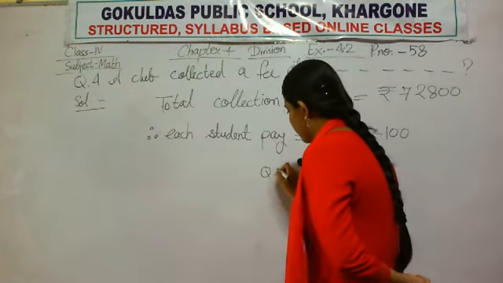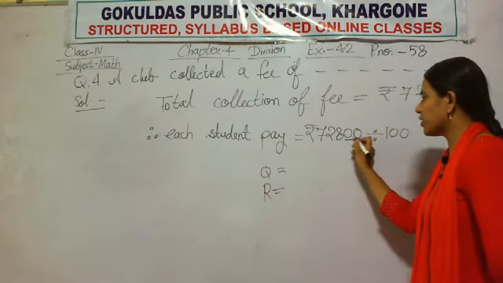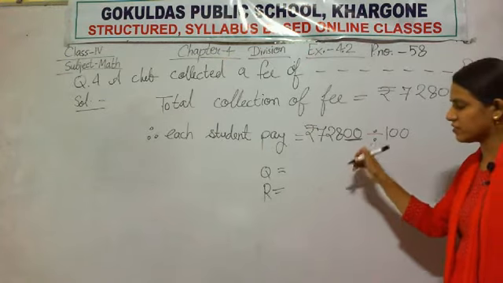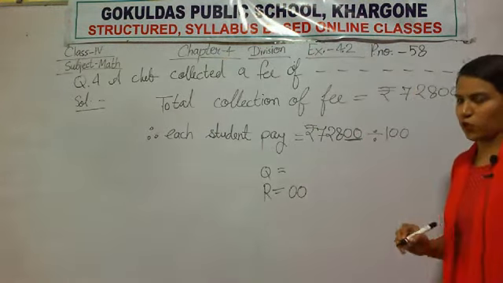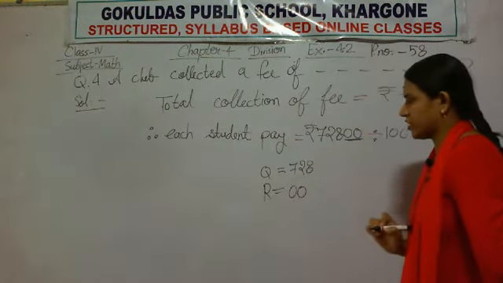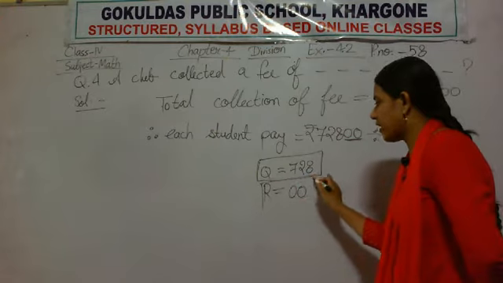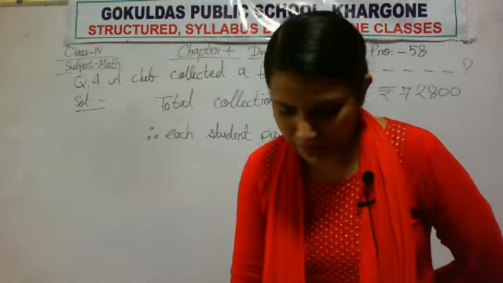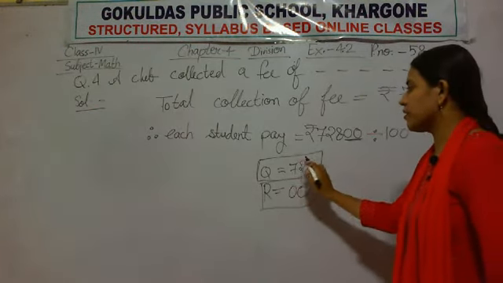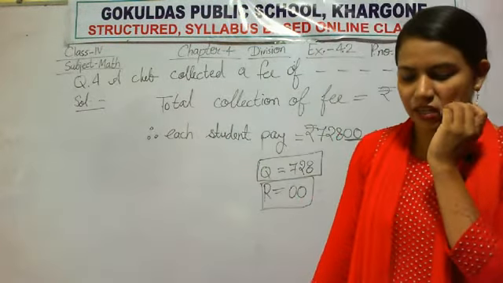If we divide any number by 100, then the last two digits of the given number is your remainder, right? So the last two digits here are 0, so your remainder is 0, and the remaining digits of the number will be your quotient. So 728 is your quotient. So it is again the answer of the division. Quotient is the answer of division, right? So you conclude, how much did each student pay? Each student paid 728 rupees.